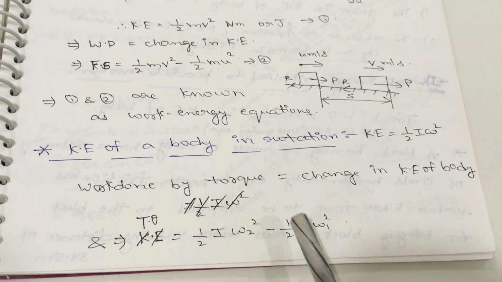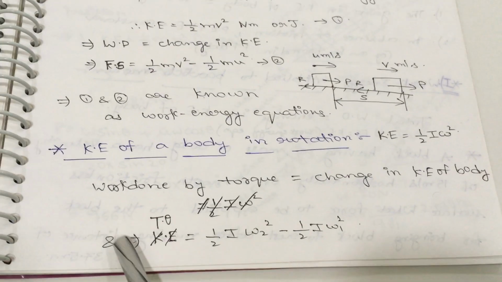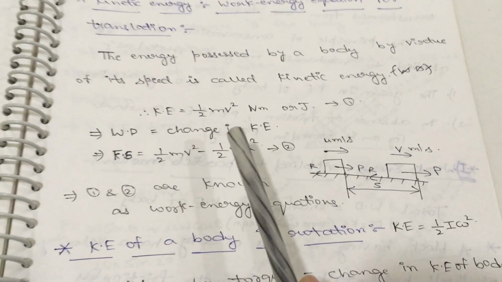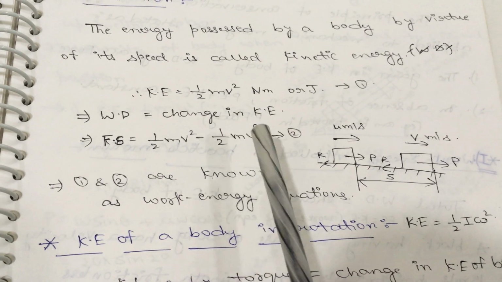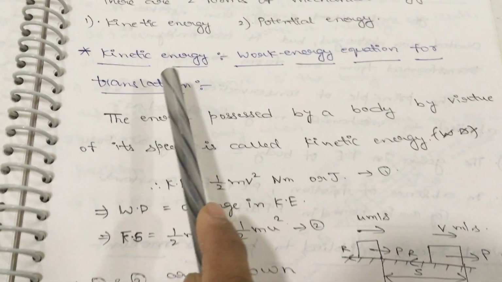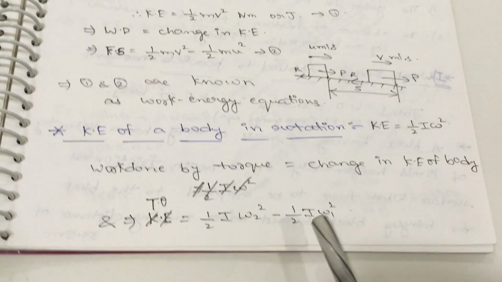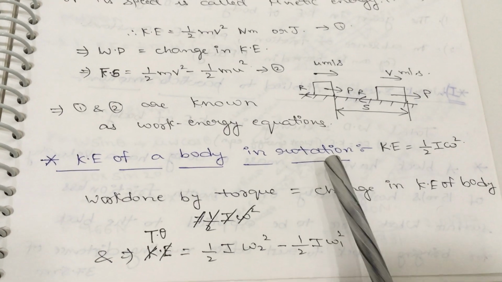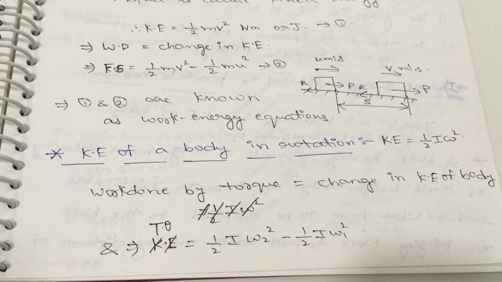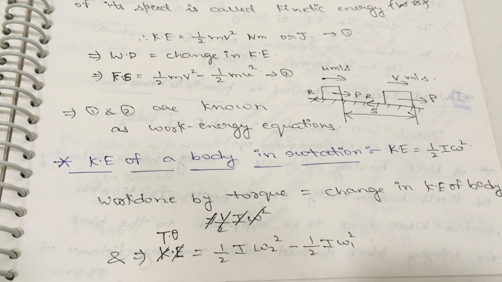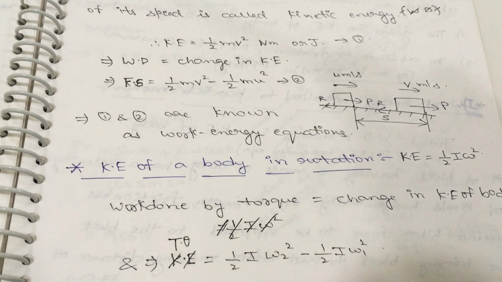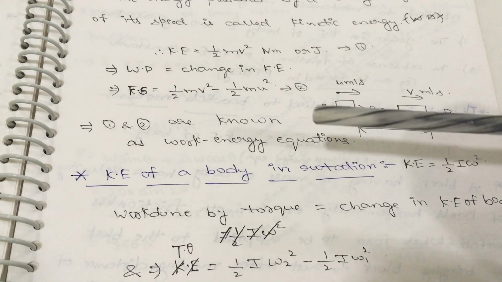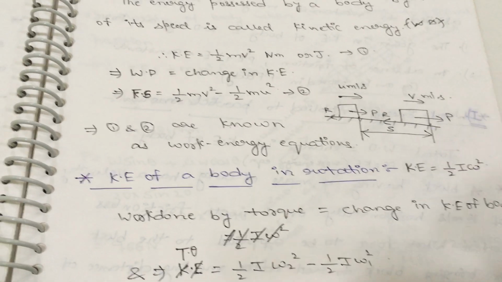So work done is equal to change in the kinetic energy in terms of the angular quantities in the rotational motion. This is the work energy equation in terms of the linear quantities in the translation motion, and this is the work energy equation in terms of the angular quantities in the rotational motion. So in the problems you need to identify whether the problem comes under rotational motion or translation motion, and we need to apply the work energy equation according to the motion only.